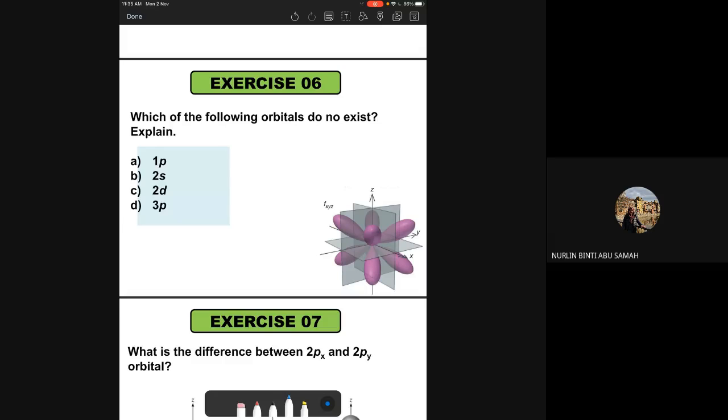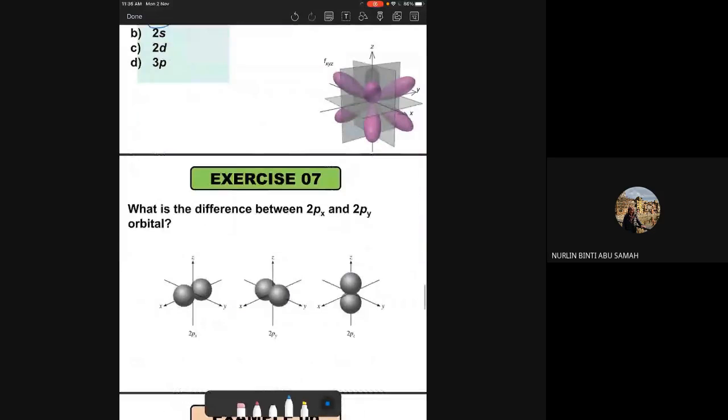Okay. So in this case, 1P ni wujud tak? No, okay. Ada siapa faham tak kenapa dia tak wujud? 1S wujud. Okay, good. So I hope that you can understand. Okay, so saya go through lah. Aufbau principle, good.